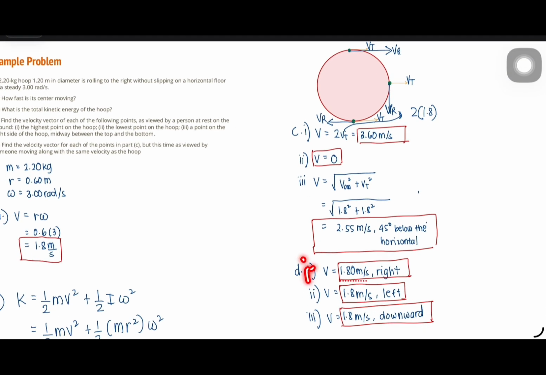For letter D, yung part 1 niya, kung moving yung person, yung nakikita niyang velocity at the highest point is 1.8 meter per second. Yung direction is to the right. Then, yung sa lowest point naman, to the left naman yung direction niya. Then, same magnitude pa rin, 1.8 meter per second. So, hindi naman mag-iiba yung velocity niyan. Then, ito, yung sa right side, downward yung direction ng velocity, 1.8 meter per second pa rin po yung magnitude.